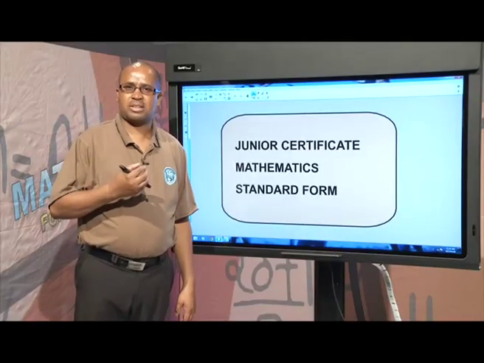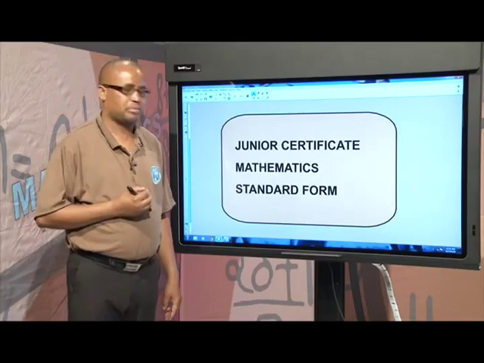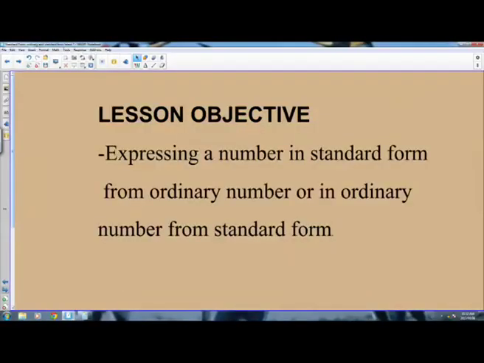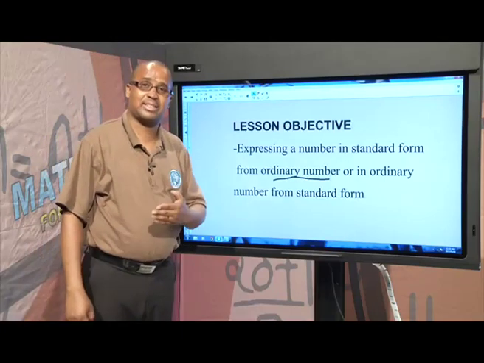Before we go further with our discussion, let us have a look at the lesson objectives. The lesson objectives say: expressing a number in standard form from an ordinary number, or in an ordinary number from standard form. That is, you are going to be given a situation where a number is written in standard form and you are expected to write it as an ordinary number, or a number given as an ordinary number and you are expected to write it in standard form.